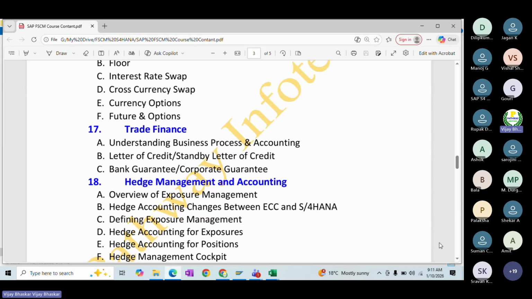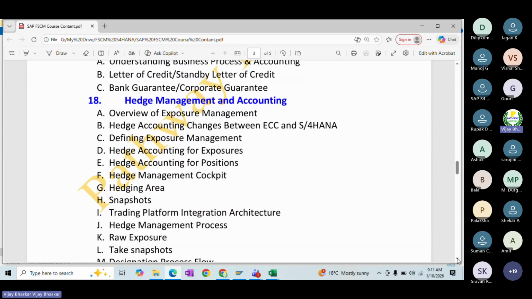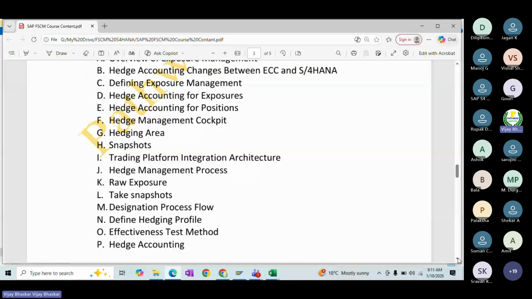Moving further, hedge management. Once that is completed, overview of exposure management, then hedge accounting, and changes between ECC and S4HANA. Now, exposure management, how it will be configured in the system, what hedge accounting is, what the need of hedge accounting is, and how many types of hedging there are, each and everything will be discussed in detail in the session.